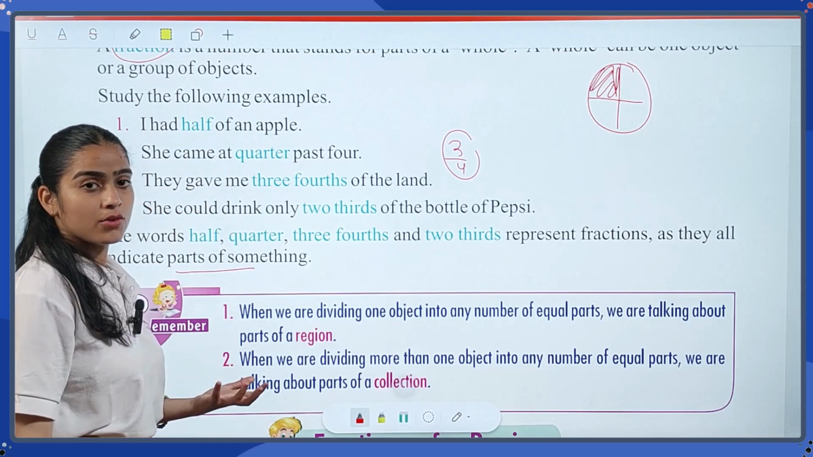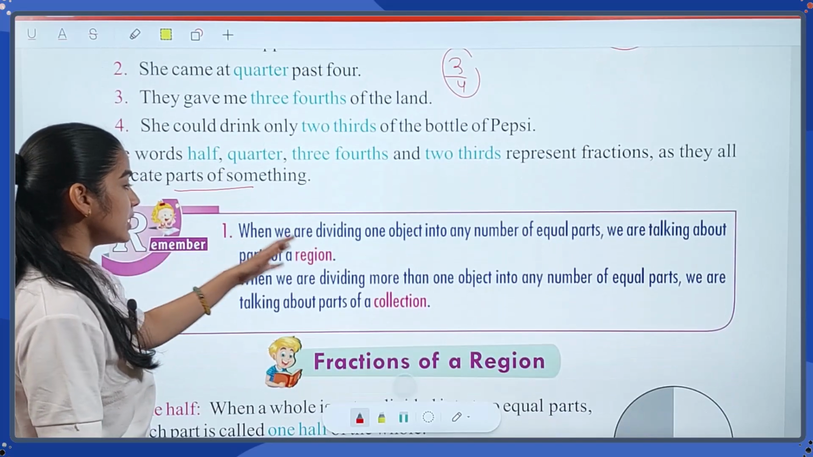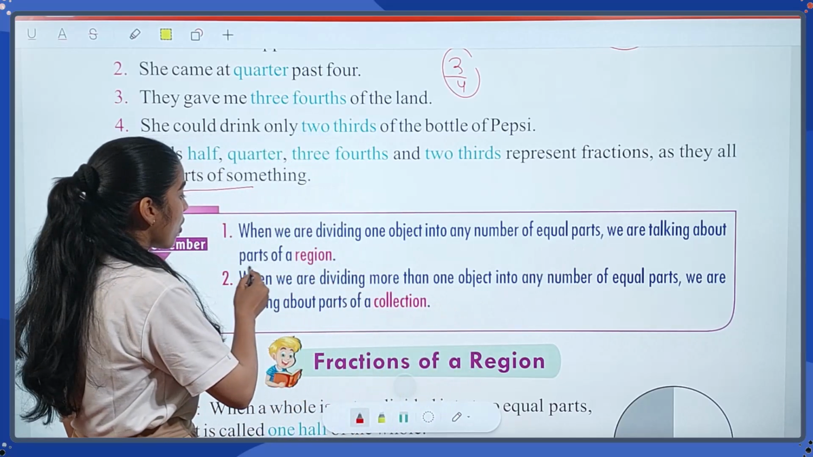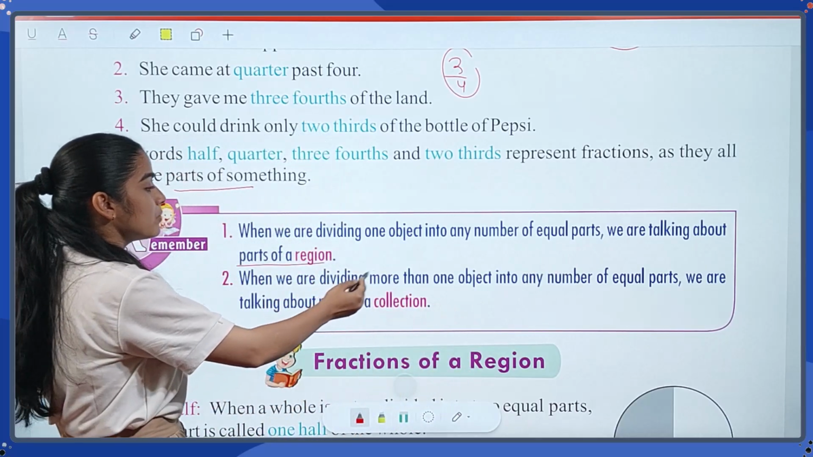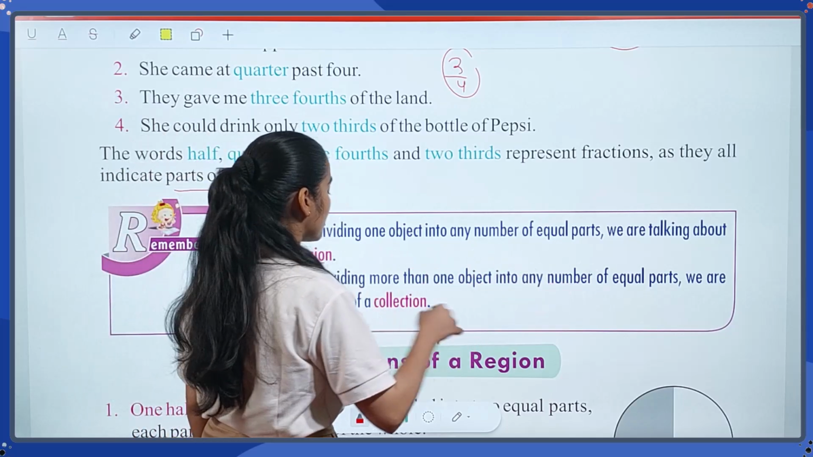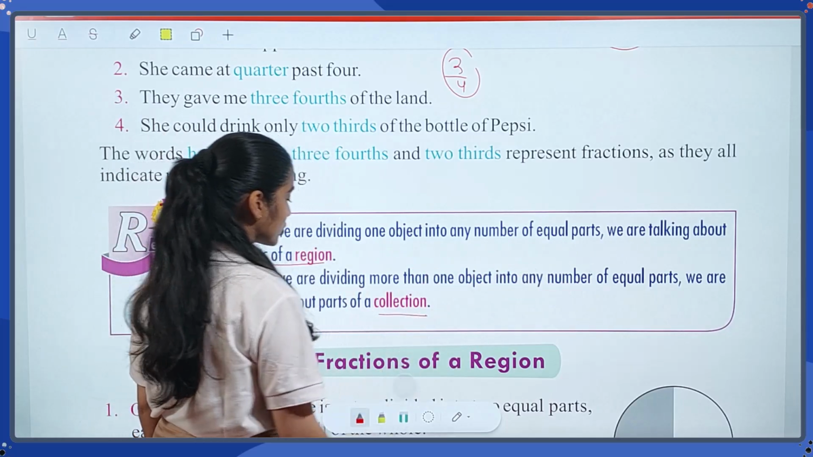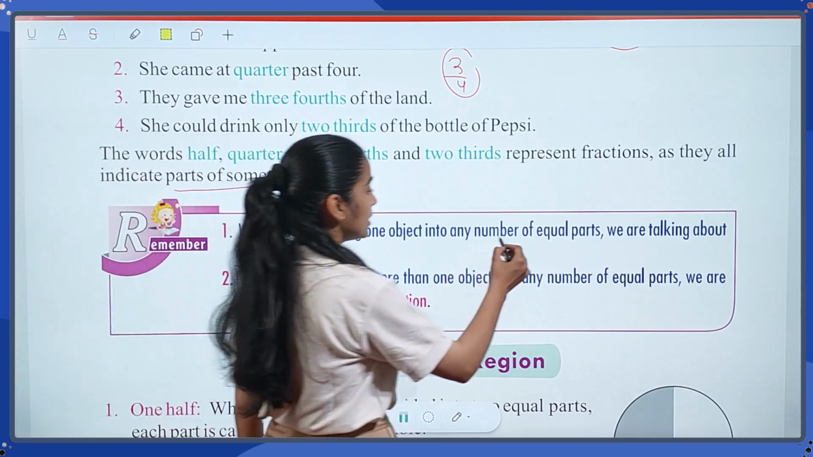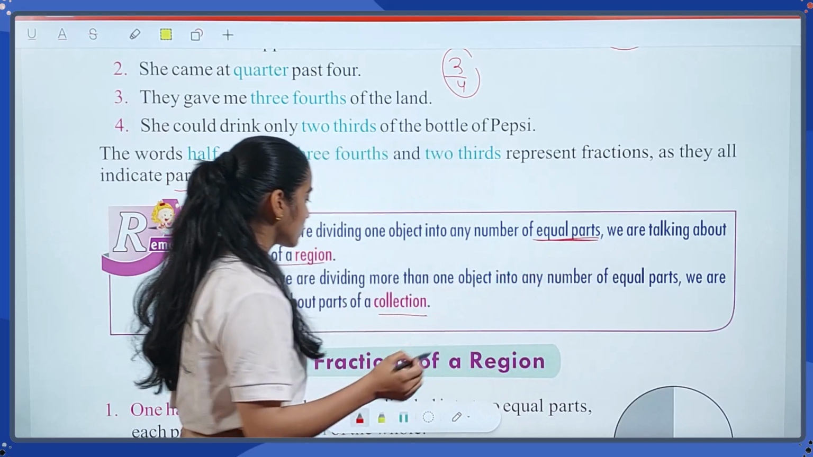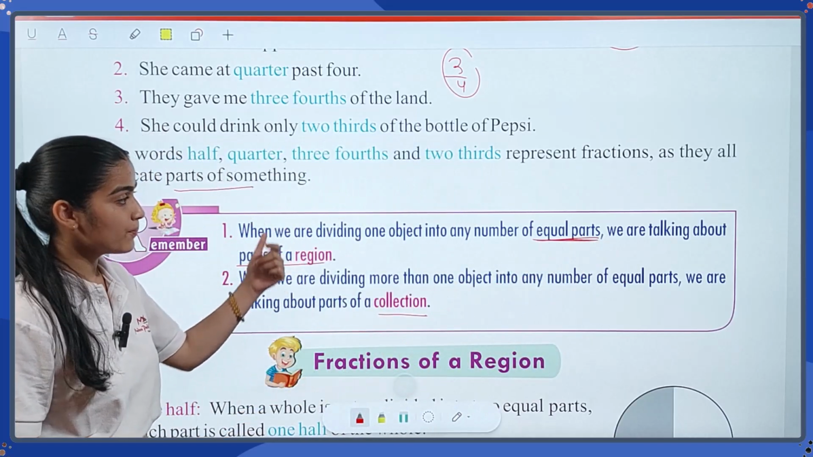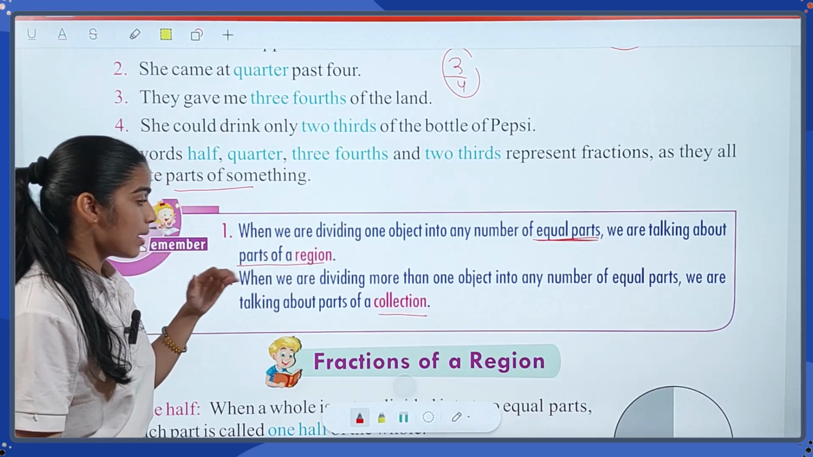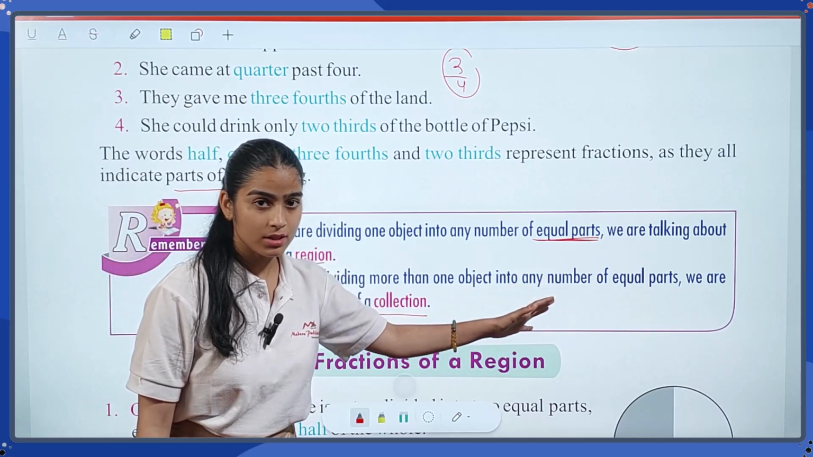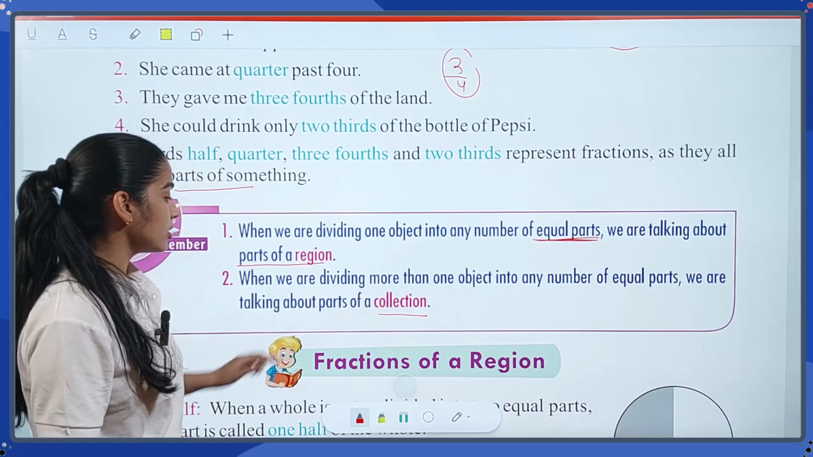So right now, what are we discussing? We are discussing the parts of something. When we are dividing one object into any number of equal parts, we are talking about parts of a region. And when we are dividing more than one object into any number of equal parts, we are talking about a collection. I hope this is clear to you. When you divide one object into equal parts, you have a region. But when we are dividing more than one object into any number of equal parts, then it is called a collection.